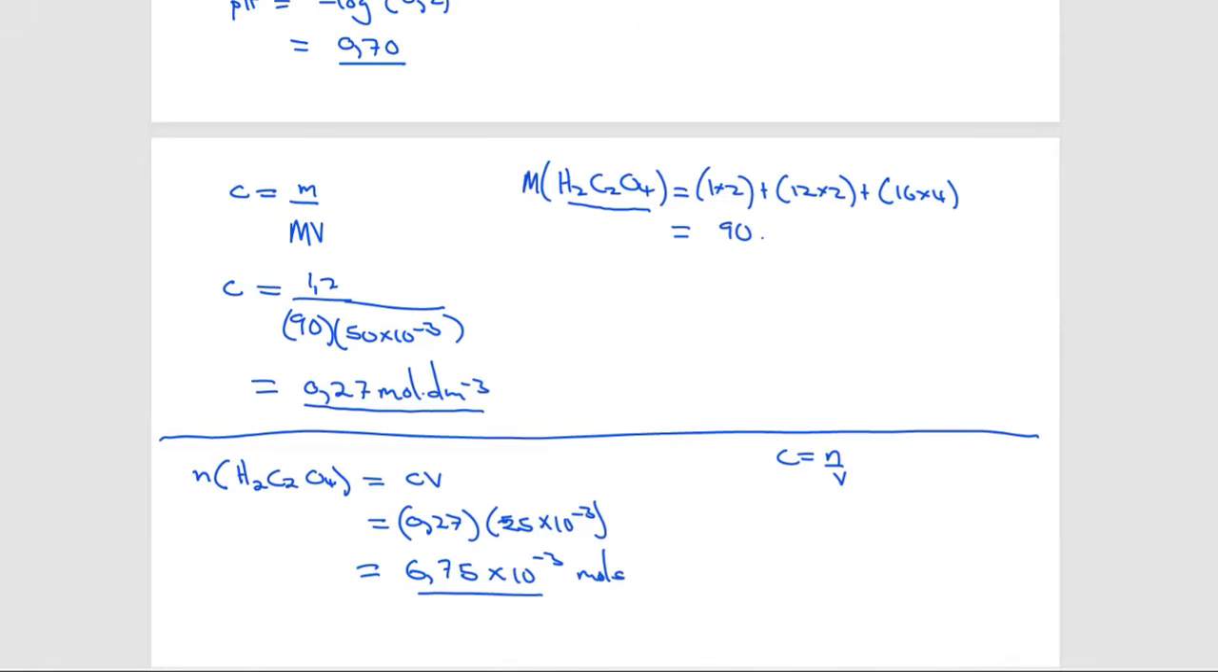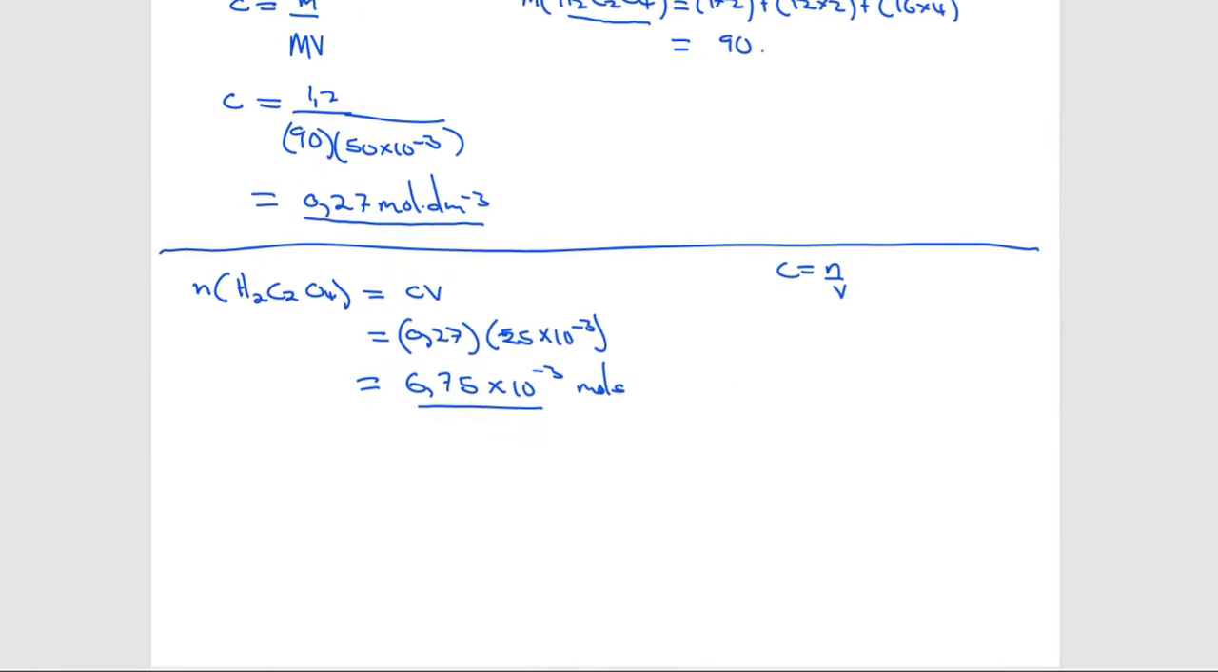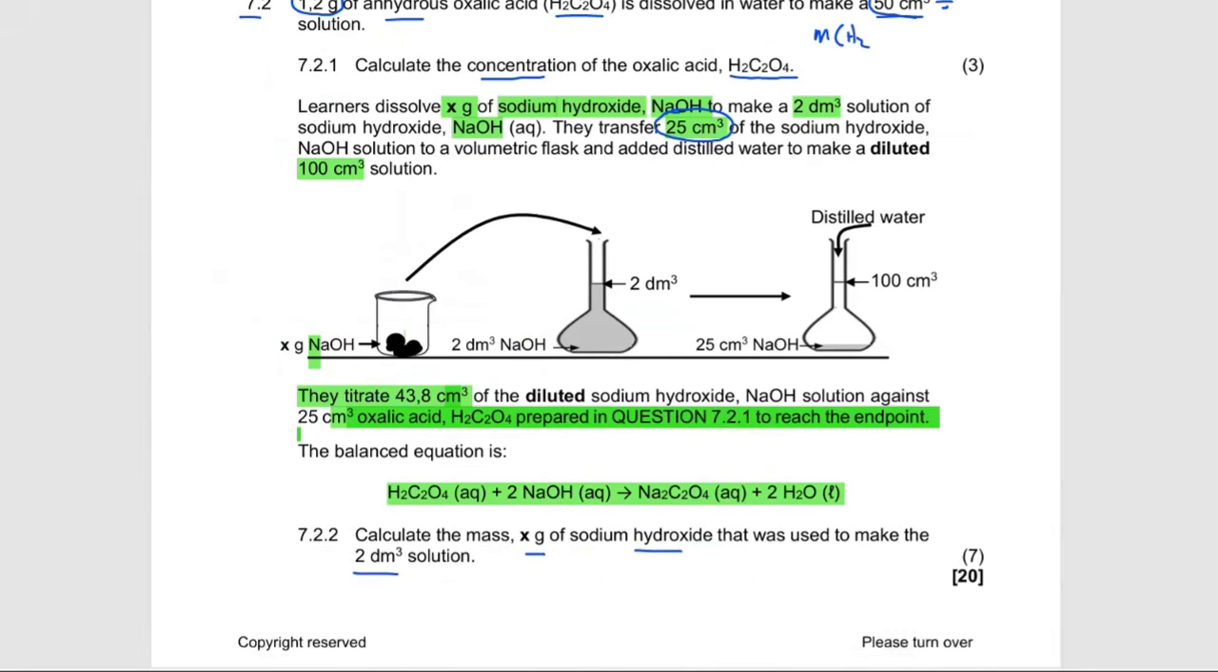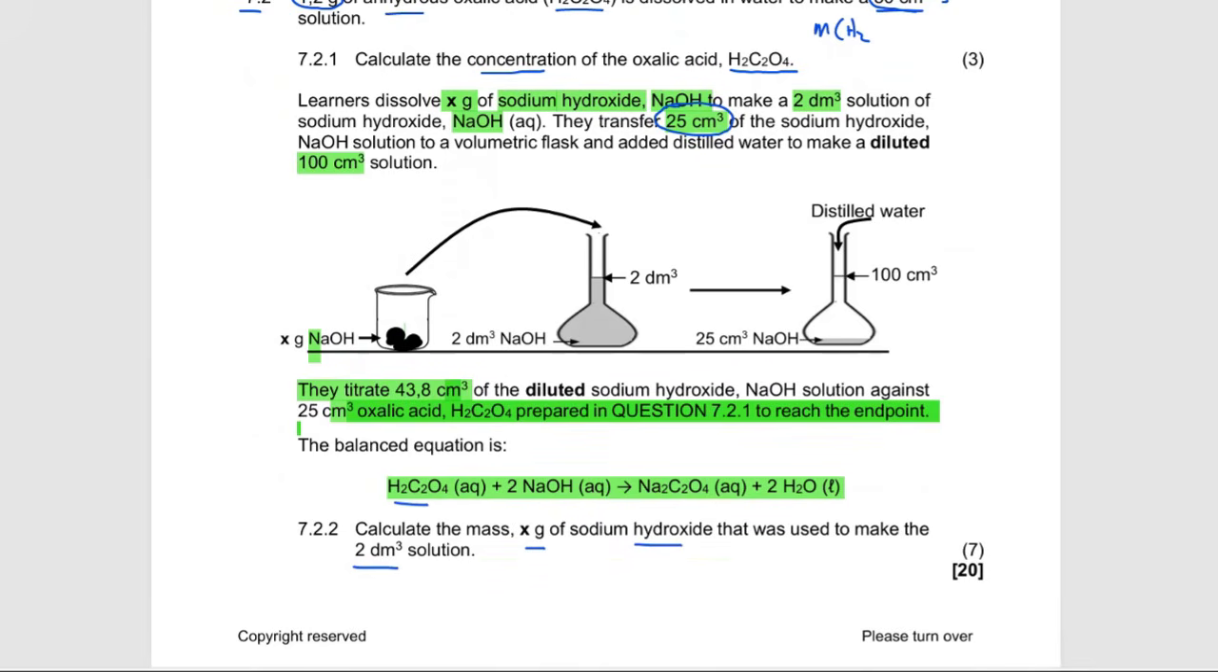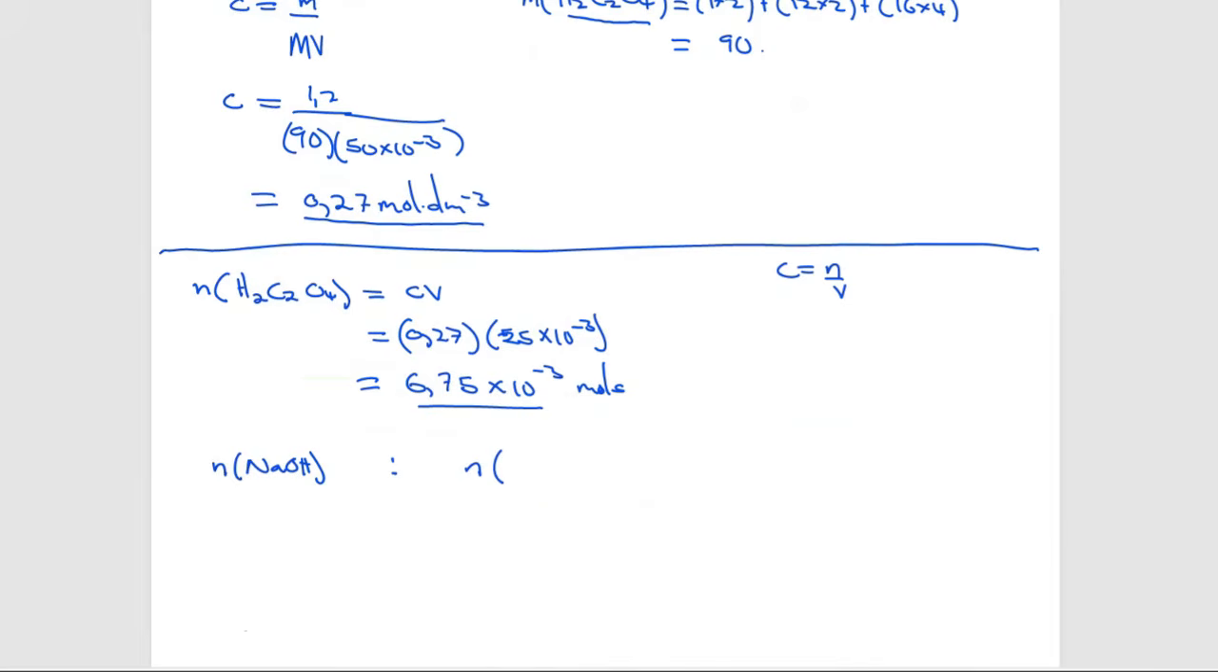So I got the value of my moles, right? Now I'm going to use the mole ratio. The number of moles of sodium hydroxide is to the number of moles of, let me check, what are we given? H2C2O4, right? So we can see the mole ratio is 1 is to 2. According to our balanced equation, it is 2 is to 1, right?